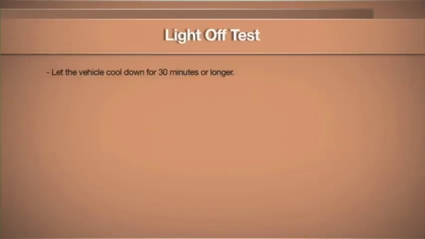We're going to perform a light-off test. The reason for this test is to see if the catalytic converter has the ability to light off in a specific amount of time. We need to start with a vehicle that's cold, or the catalytic converter being cold. The vehicle has to have sat for 30 minutes or longer.